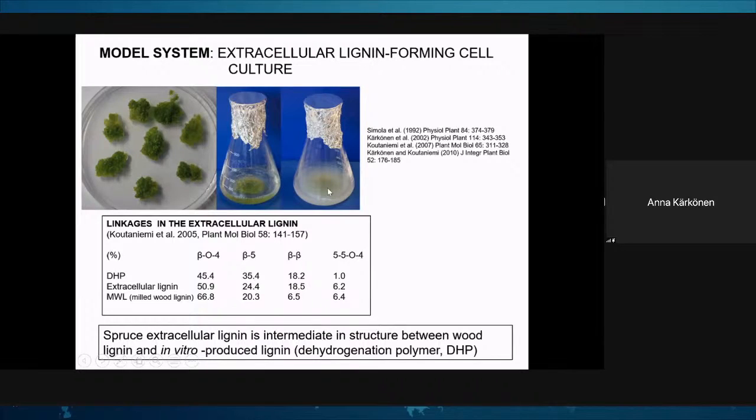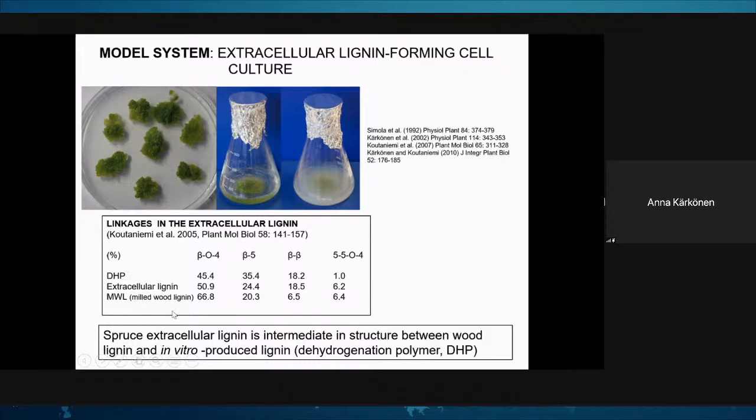It is easy to remove the cells via filtrating them away through a cloth, and the lignin and medium go through, and then you can centrifuge the lignin to the bottom of the centrifuge tube, and you can characterize it with NMR, and that has been characterized.